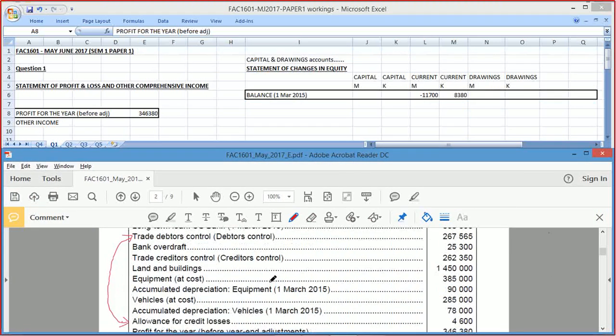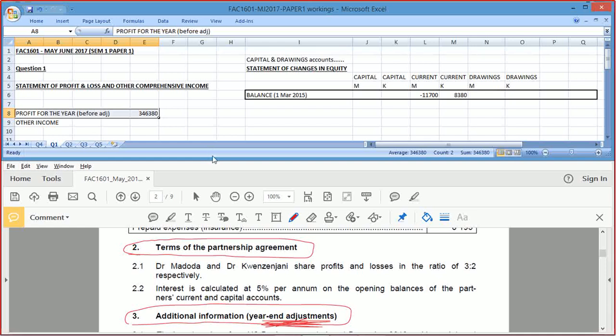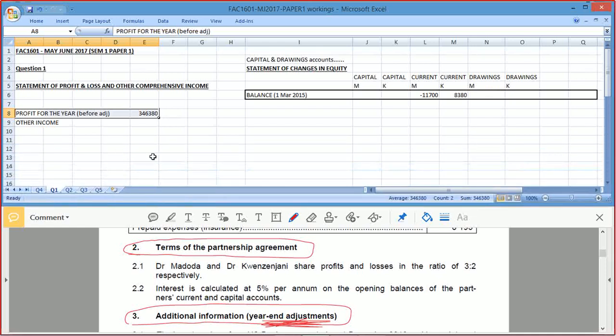Okay, so 2.1, partnership agreements. Mr. M and D share profits and losses in the ratio of 3:2. Is that important? Yes, it is. That's the profit sharing ratio. If I'm looking at my solution, I'm definitely going to have to consider that when looking at the profit. Okay, so how much does M get?